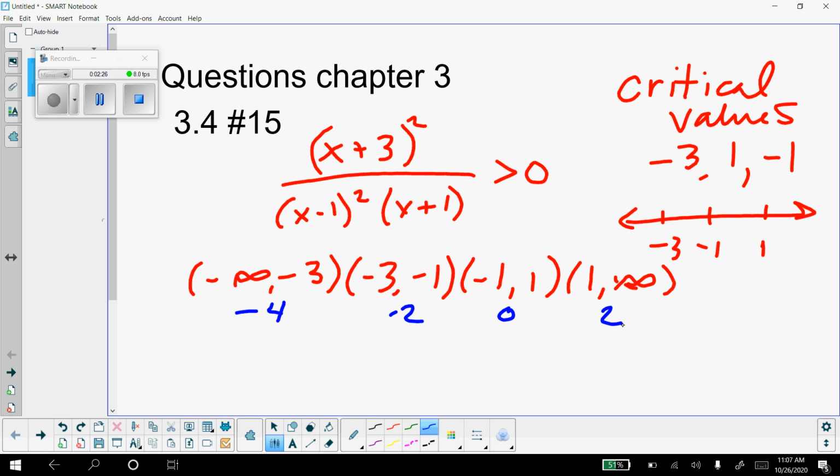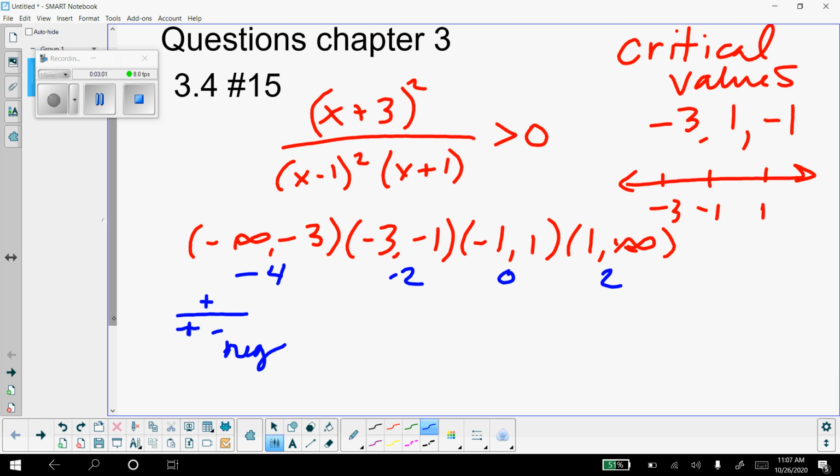So -4 plus 3 is -1 squared. -1 squared gives me a positive. I don't really care what the answer is. I just care whether it's going to be positive or negative. And then -4 minus 1 would be negative, but squared is going to be positive. And then -4 plus 1 is -3, so there's a negative. So a positive divided by a positive and a negative is going to be an overall negative answer. So this one would not work for the greater than 0. So this interval right here is false.